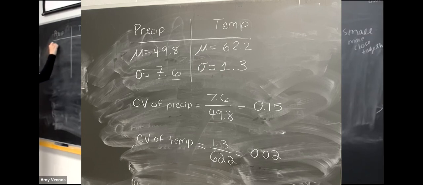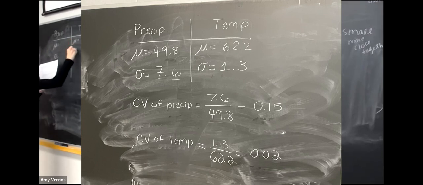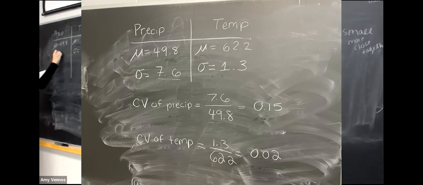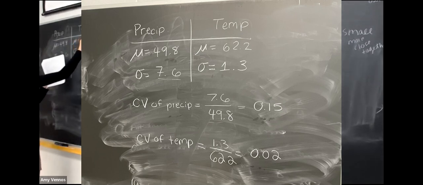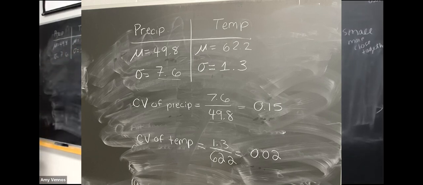Okay, so mean uses this symbol, and this uses that symbol. So what is the mean of the precipitation? 49.8, good. What about the standard deviation? 7.6, right? Then for the temperature information, the mean was 62.2 and the standard deviation was 1.3. Okay, so now I have my little chart. I don't have to read the question again. I have everything I need on my paper or on the board.